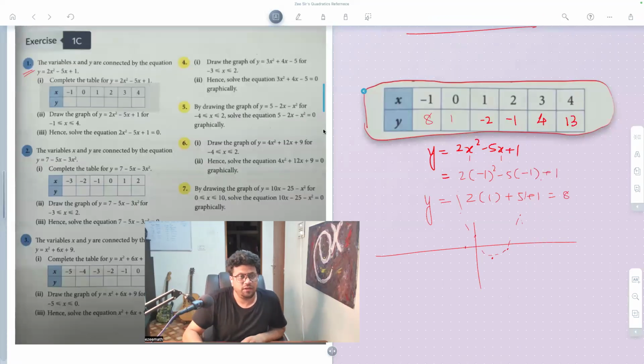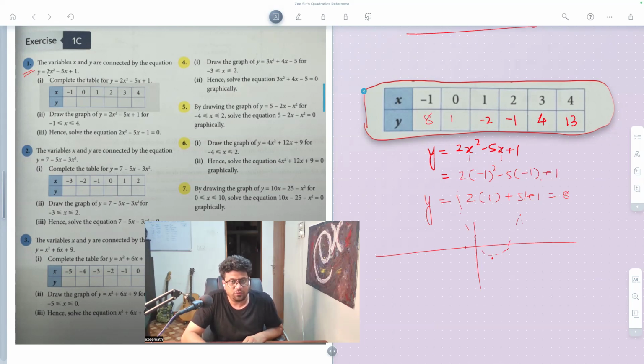At x = -1, it is supposed to be an 8. Is it 2 plus 5, 7 plus 1? Okay. At 0, it's a 1. At 1, it's supposed to be -3 plus... that's -2. At 2, it's supposed to be 2 squared, that's 4. 4 into 2, 8. 8 minus 10, that's -2 plus 1, -1.